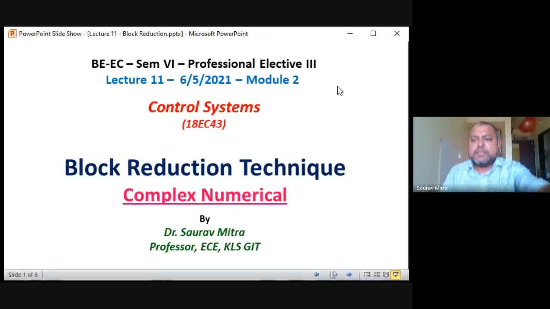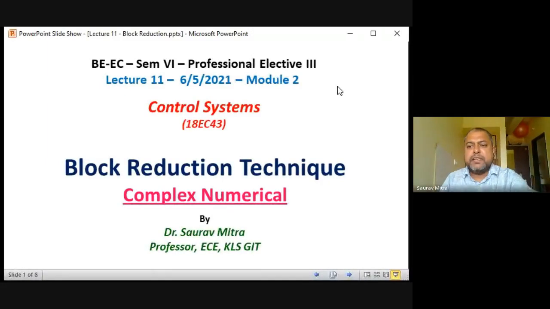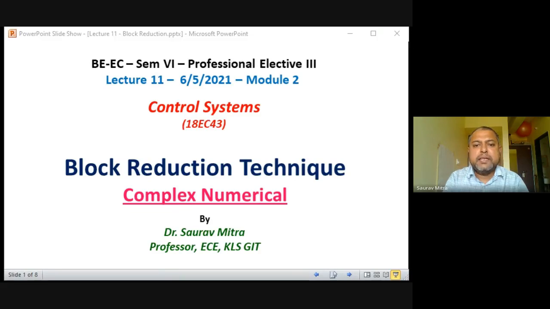So what is block reduction actually? If we see a very big plant, in that case there is a controller, there is an actuator, there may be a very big plant, and there may be many systems related to it. So if it's a very big plant and many blocks are entangled, then how do we find out what is going to be the overall system transfer function?